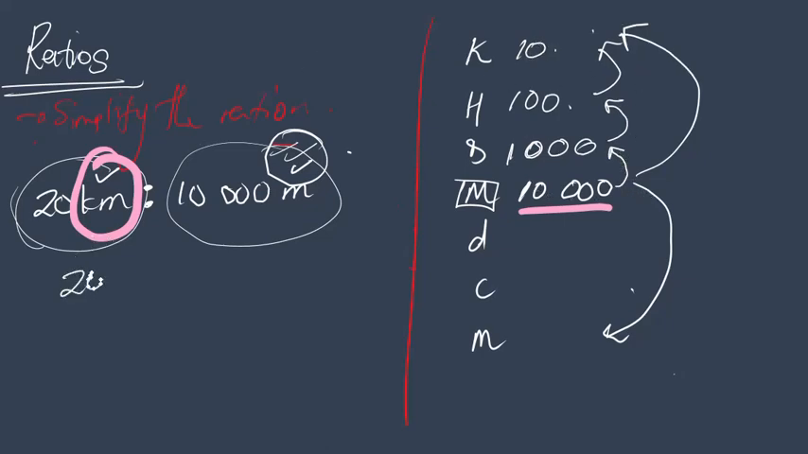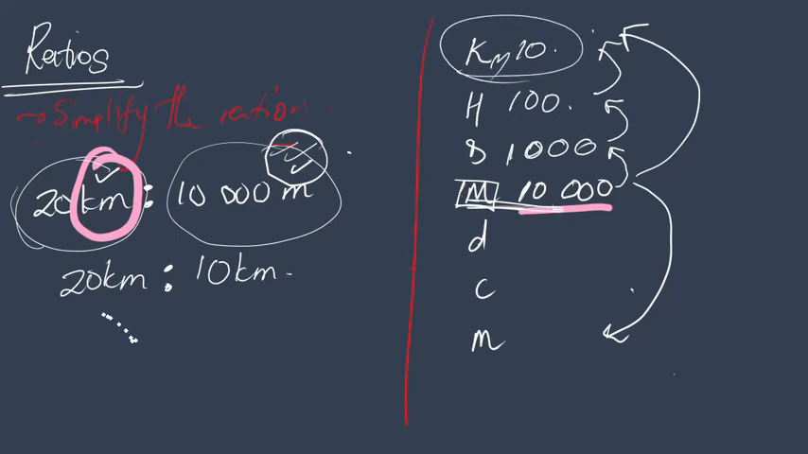So here I have 20 kilometers to what? To 10 kilometers. Now they are in the same unit. 10,000 meters is the same as 10 kilometers. See that? So now that I have this, I can simplify the ratios now.